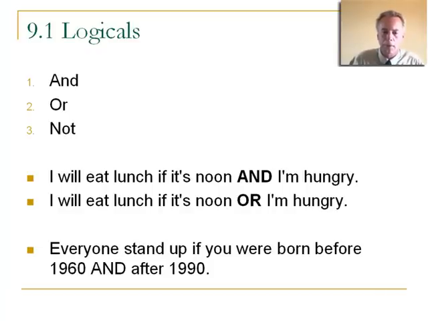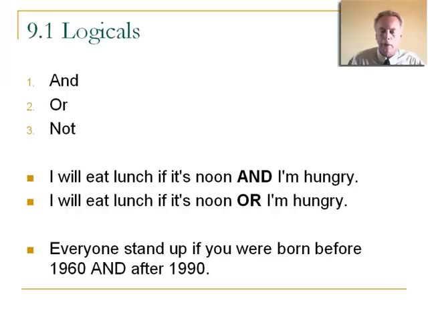Let's look at these examples. I'll eat lunch if it's noon and I'm hungry is different from I'll eat lunch if it's noon or I'm hungry. And you see that in the first one, I'm less likely to get something to eat than in the second one. If one or the other condition is true, where or is the key word there, then I would get to eat lunch in the second one. But in the first one, both of the conditions would have to be true in order for me to get to have lunch. So and or, we use them in English, but we don't always get them right.